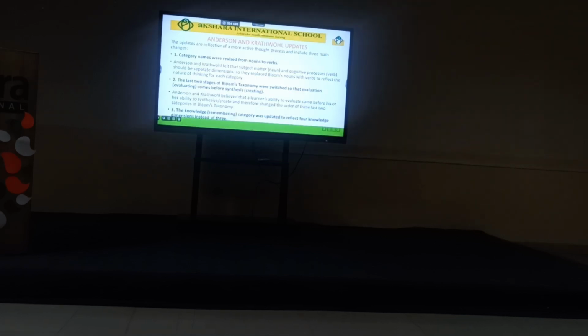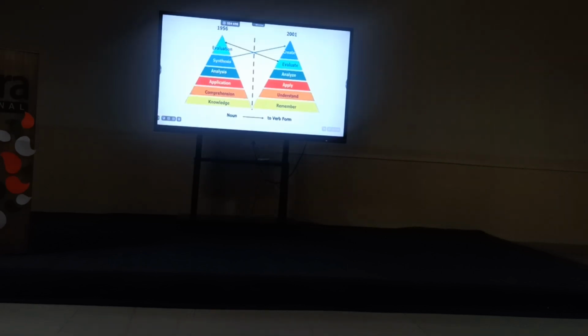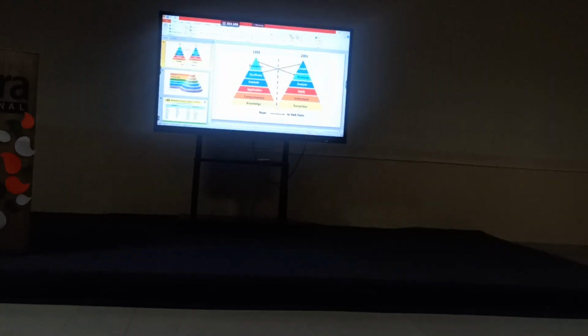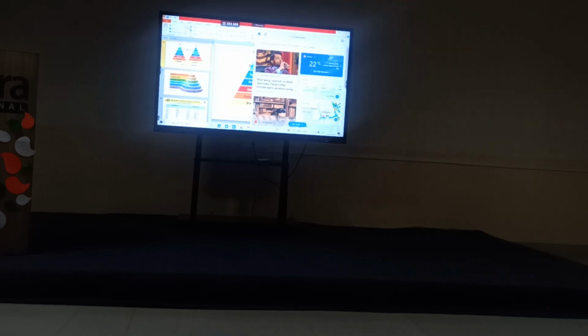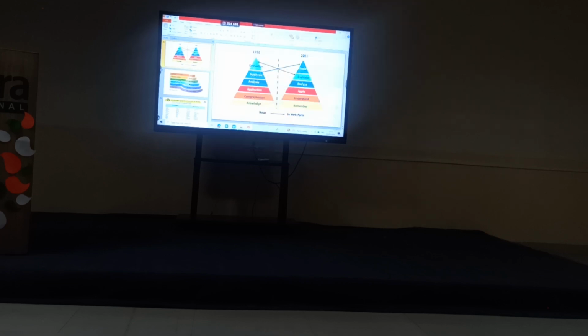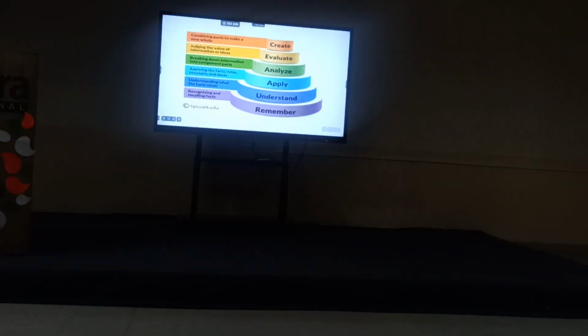So now this is important. Now go back to that pyramid structure. Here you can see 1956 originally it was like that, but now 2001 onwards this is the one that is being used. Go to the next one. This is a word chart, please check. Yes, next. 39 also has some examples. Next. Yeah, this one also will do.